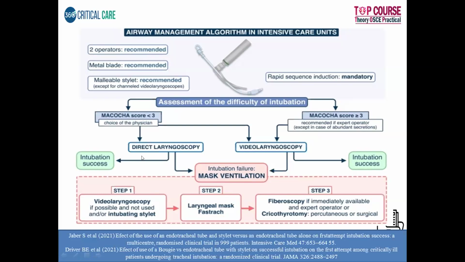Suppose you are not able to do either with direct or video laryngoscopy, that is known as intubation failure, then do mask ventilation. Then call for help and at least plan to do 1 more attempt. If you are using direct laryngoscopy, at least 1 more attempt of doing intubation with a video laryngoscopy, or use an intubating stillet. If that is not possible, then use a supraglottic airway, either the laryngeal mask or the fast track. Even that is not possible, then you can use a fibroscope if you have availability in the ICU, or better to go for emergency cricothyroidotomy.